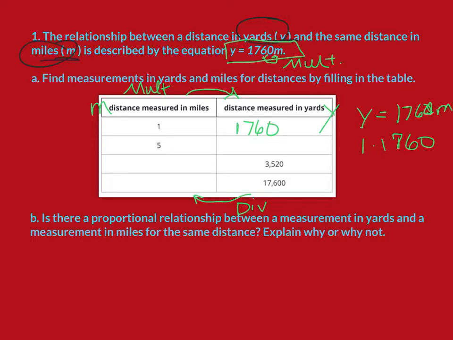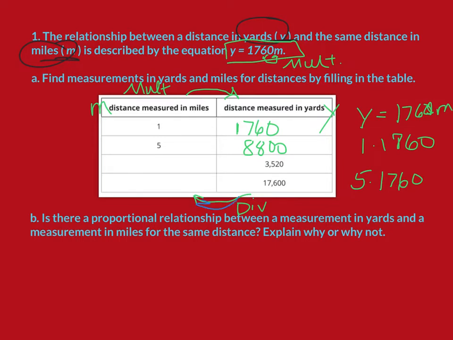Next one. This time I'm just going to do 5 times 1760. And like I've said in class, you can use a calculator. There's no reason to make yourself crazy doing these yourself unless you really want to. And then, of course, you can. But still, please double check your work using a calculator. Okay, so the answer to that one is 8,800.